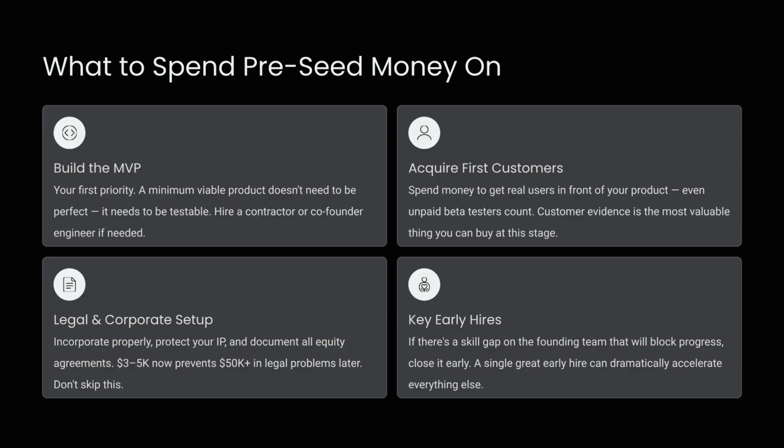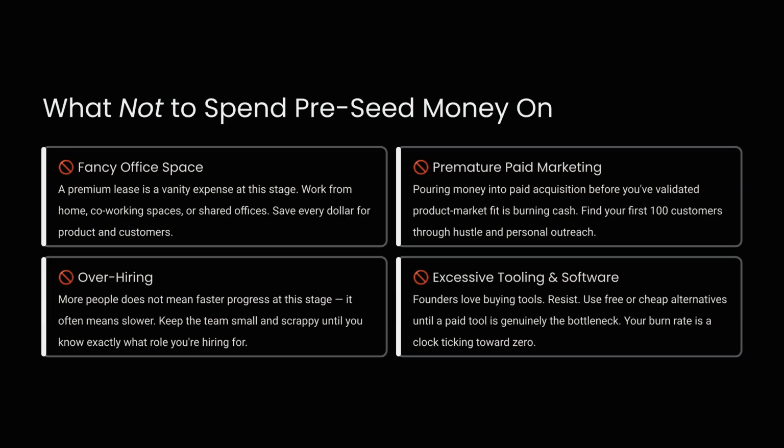Prioritize spending on building the minimum viable product, acquiring your first customers, legal and corporate setup to prevent later problems, and key early hires who close critical skill gaps. Avoid wasting money on fancy office space, premature paid marketing before achieving product market fit, overhiring, or excessive tooling and software. Keep your burn rate low and focus resources on product development and customer validation.